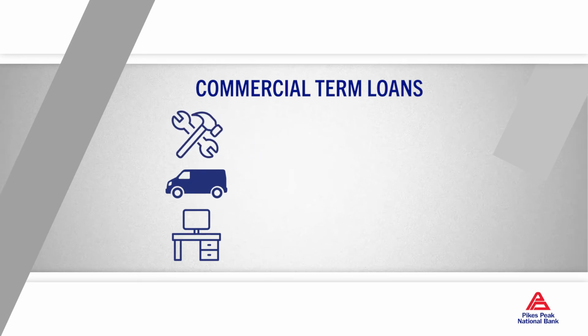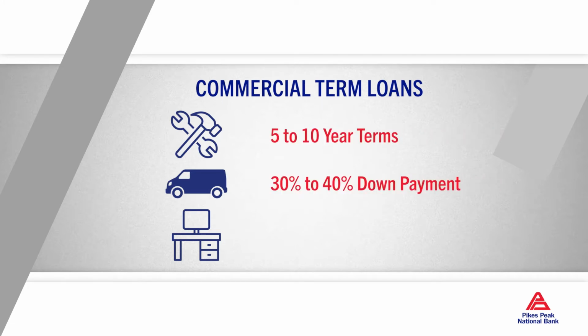Next, we'll talk about commercial term loans. These loans are made to purchase equipment, purchase commercial vehicles, fund tenant improvements, and other business purposes. Usually, these loans are secured by the equipment or vehicles being purchased. Because these types of collateral depreciate faster than real estate, the terms of these loans are usually shorter, generally anywhere from 5 to 10 years. Additionally, these loans require a higher down payment, somewhere in the range of 30 to 40%. Finally, the rate may be slightly higher on these loans due to the type of collateral.